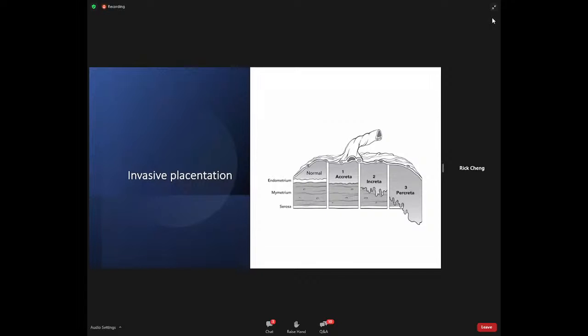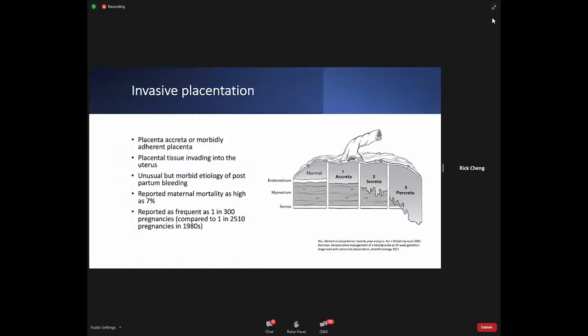So next, I would like to discuss our role in invasive placentation. Invasive placentation refers to placenta accreta spectrum, where placental tissue invades into the uterus with varying degree of severity. Accreta really refers to the invasion into the endometrial layer. Increta invades deep into the myometrium layer, and percreta refers to invasion beyond the serosa.